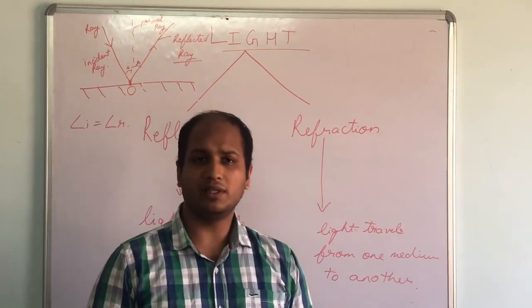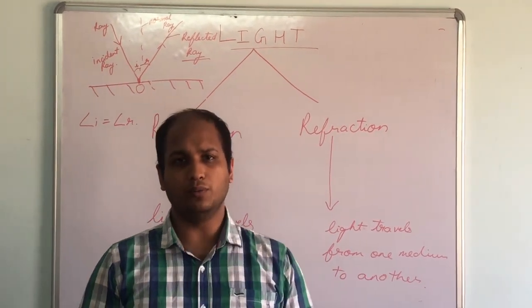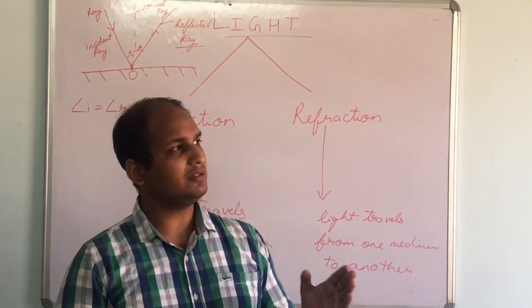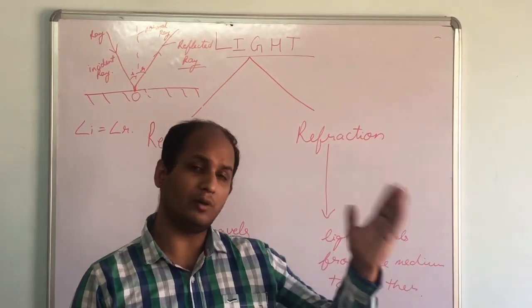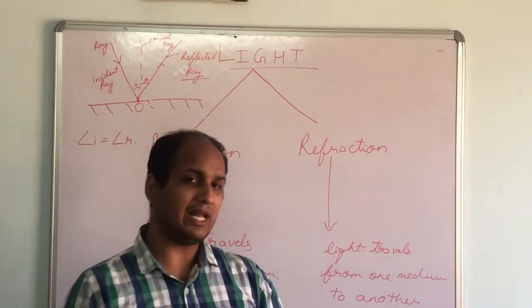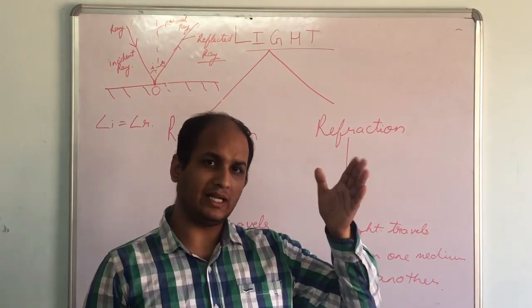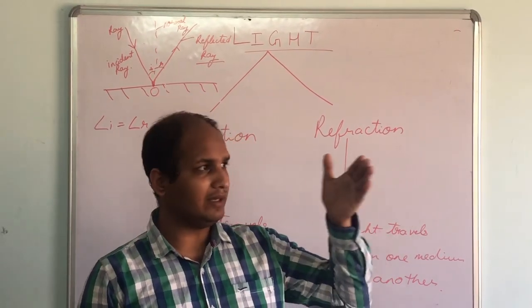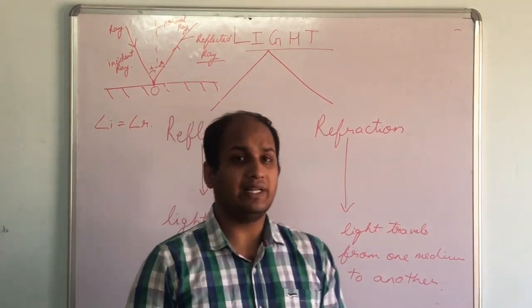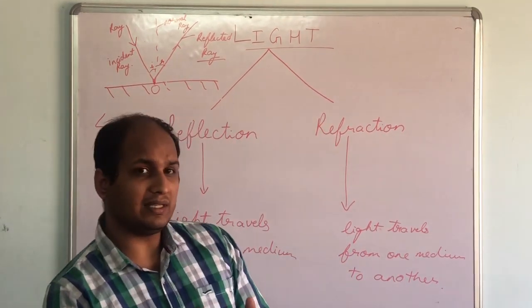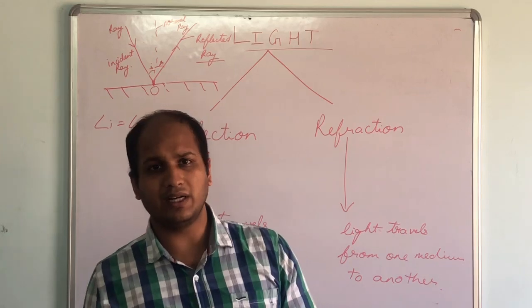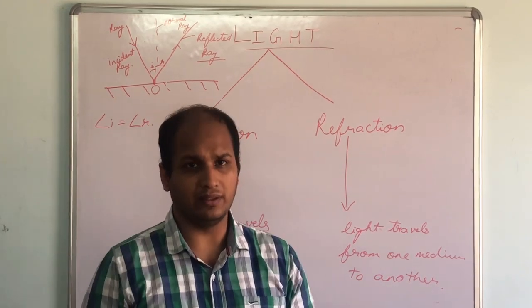You might have observed there is a window in your home, and when sunlight is coming from outside to inside, what happens is: outside there is air, so light is coming from air, that is a rarer medium, and when it comes to glass, that is a quite denser medium, and then it changes its medium again when it comes inside your room, that is, inside air, right?